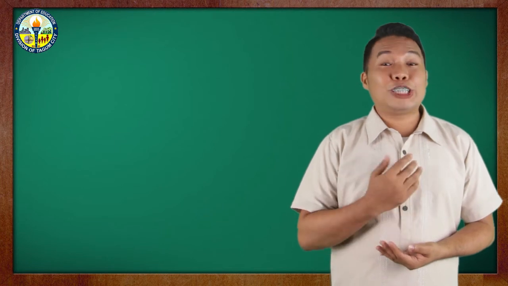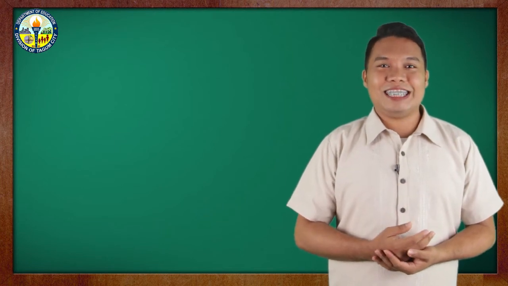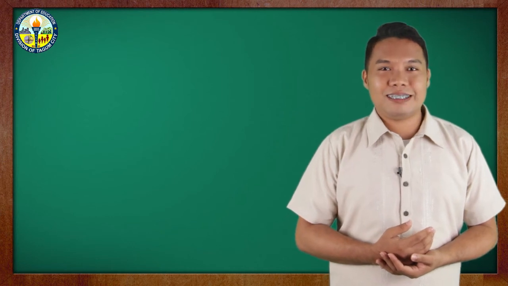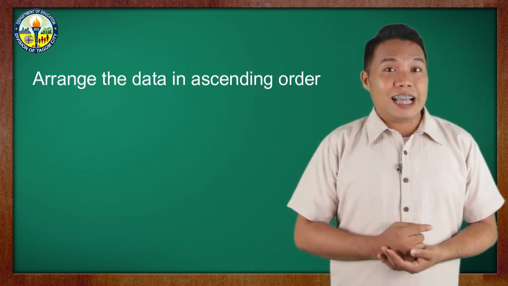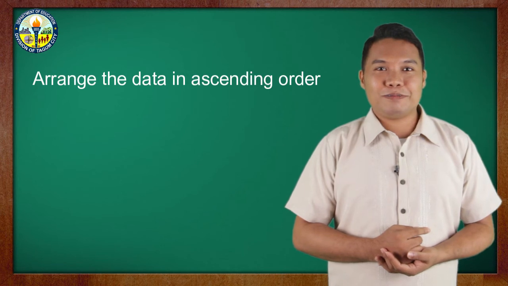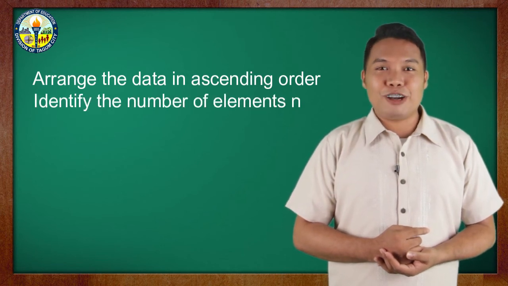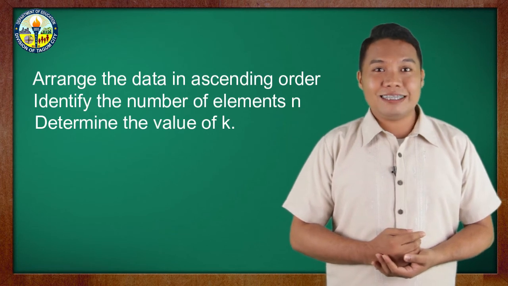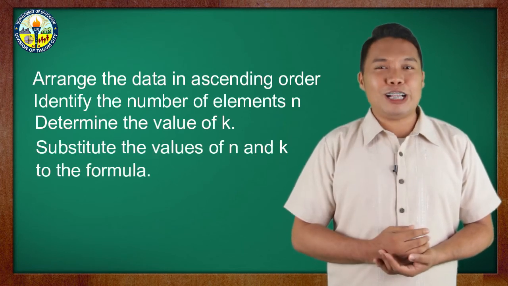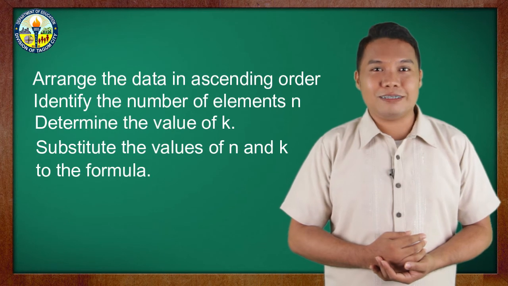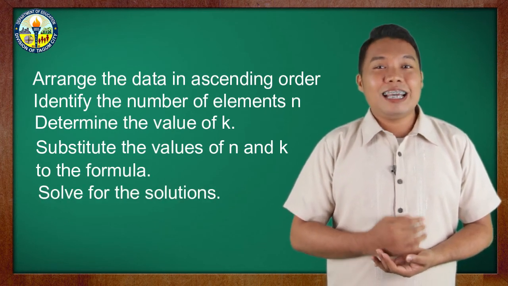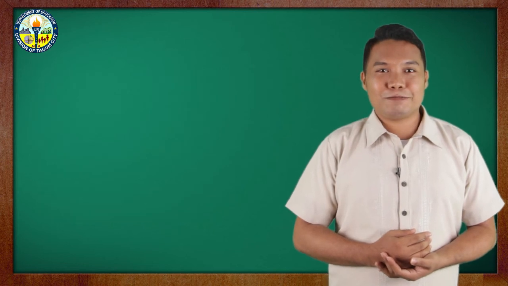I know you have learned something from the discussion, and I would like you to remember these steps. Arrange the data in ascending order. Identify the number of elements n. Determine the value of k. Substitute the values of n and k to the formula. Solve for the solutions. And lastly, interpret the result.